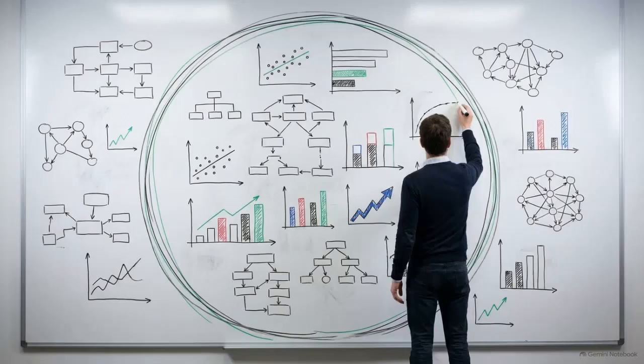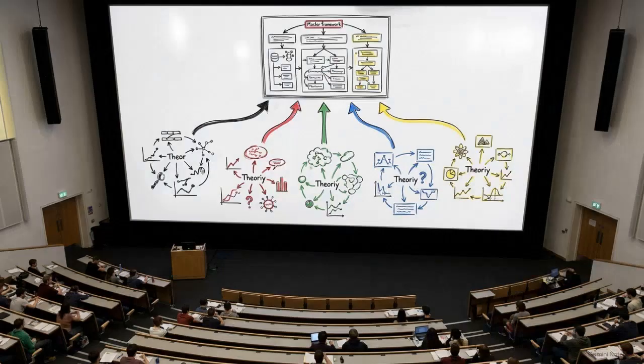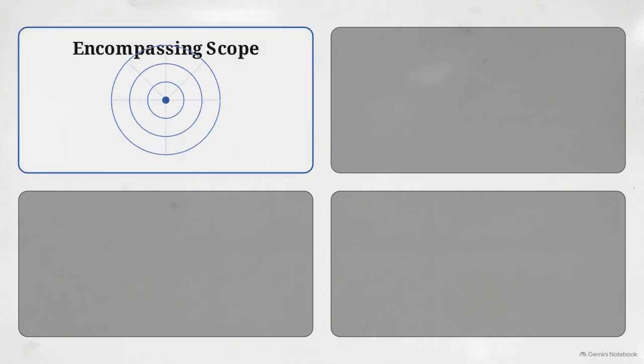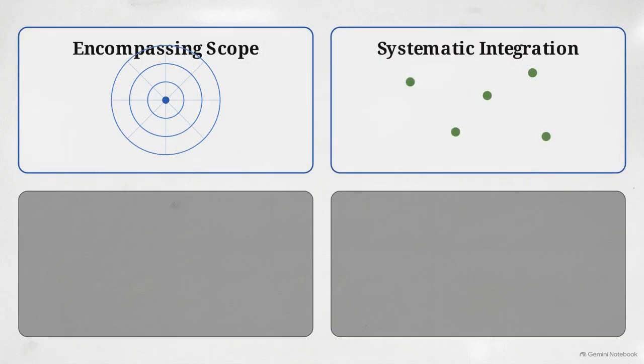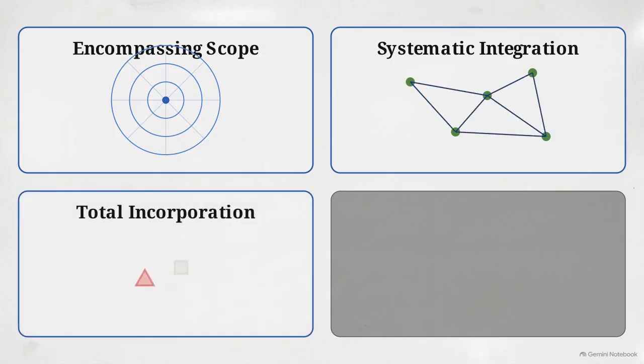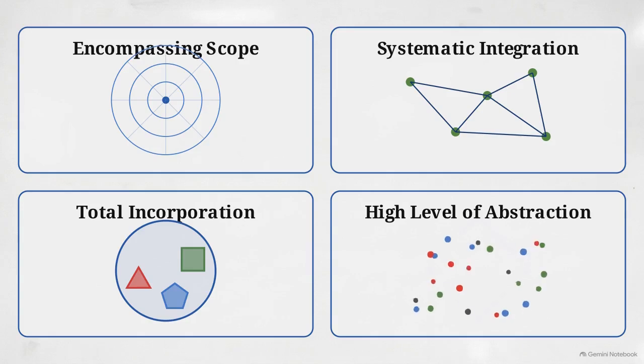Once positive laws are established, theorists often attempt to unify them. This raises a final structural question. What exact requirements elevate a standard positive theory to the apex of a general theory? A general theory must meet 4 strict criteria. It requires an encompassing scope that explains more phenomena, deep systematic integration of its concepts, the total incorporation of lesser, narrower theories, and a high level of abstraction.